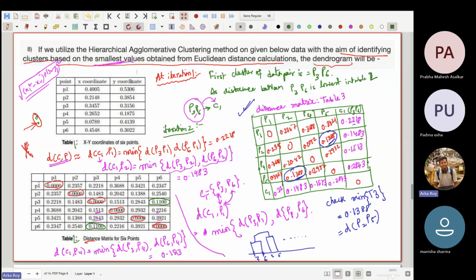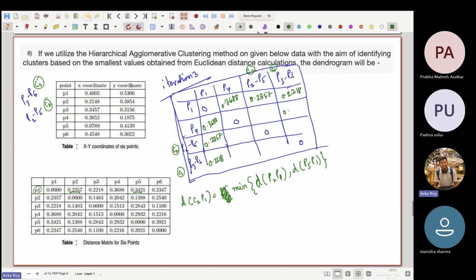Then we have to calculate P4 से लेके C1 का distance. So in the previous page we have already done this. P4 से लेके C1 का distance is 0.1513, right? So I can write 0.1513, and then we have over here P4 से लेके C2 का डिस्टेंस हम लोगों को कैलकुलेट करना पड़ेगा. So D of C2 P4.